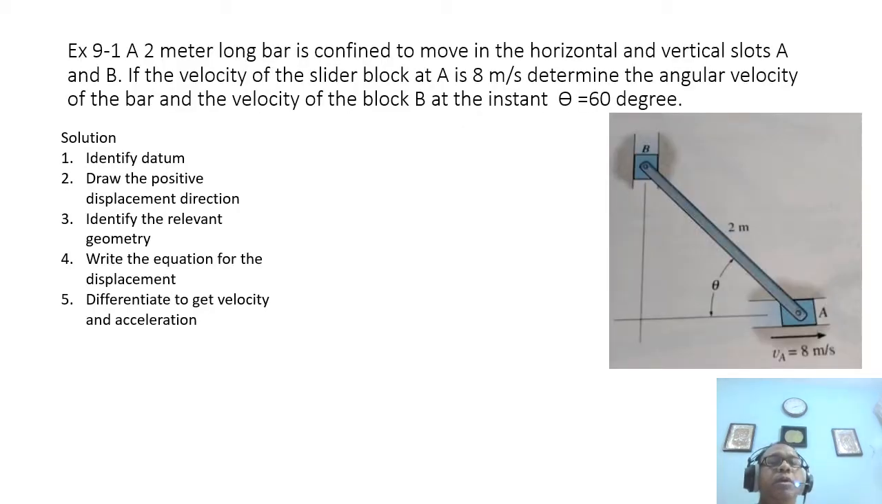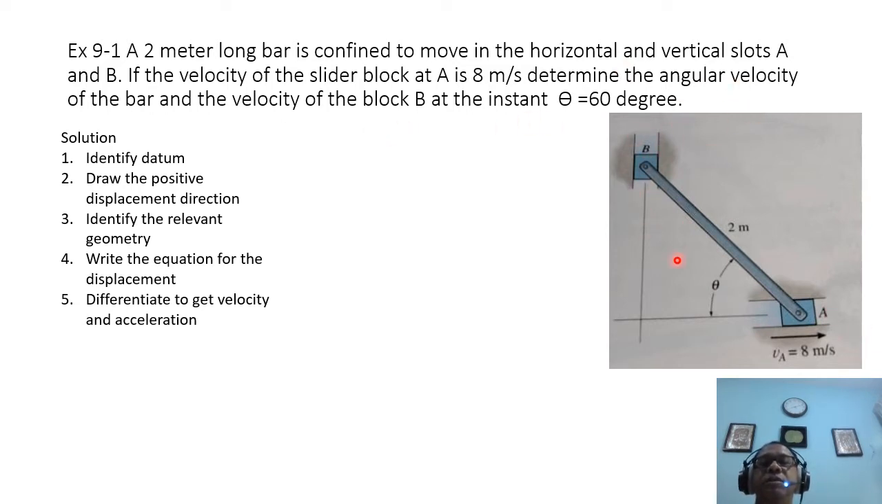Okay, let's look at one example here. A 2-meter long bar here is confined to move in the horizontal and vertical slots, A and B.